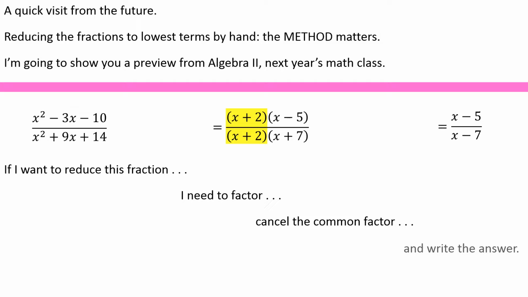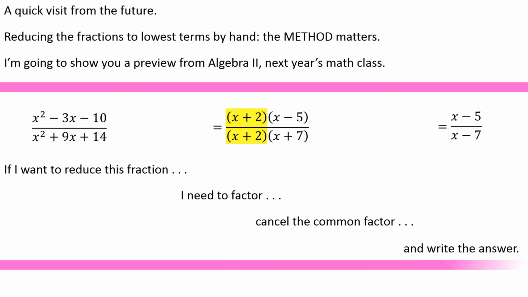And that would leave me with x minus 5 over x minus 7. Now again, I don't expect you to follow along with all that right now, although we've done bits and pieces of that. But the reason why we don't want to just grab a calculator to reduce a fraction, we need to understand the method of reducing the fraction by hand. We need to get in the habit of factoring, canceling the common factor. Trust me, you'll appreciate it next year.